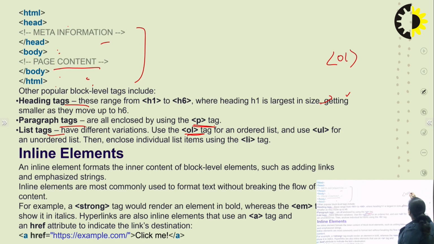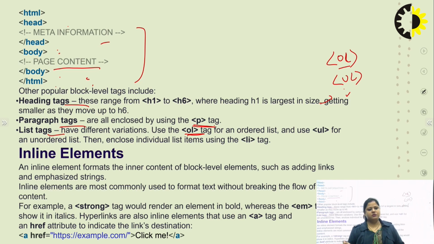The OL tag is used for an ordered list, and for an unordered list we can use the UL tag. These two types of tags have different variations. Use the OL tag for an ordered list and the UL tag for an unordered list. Then enclose individual list items using the LI tags. This is LI, which means list tags.